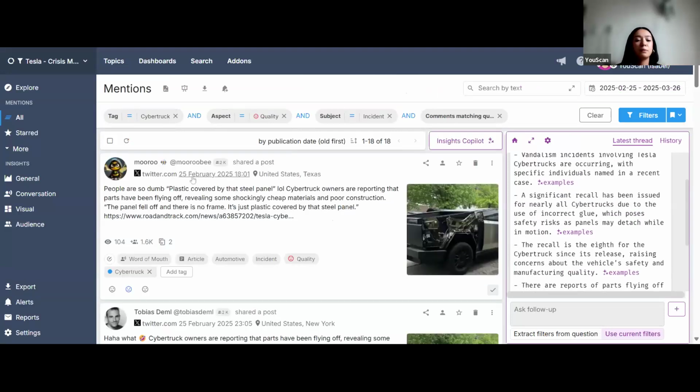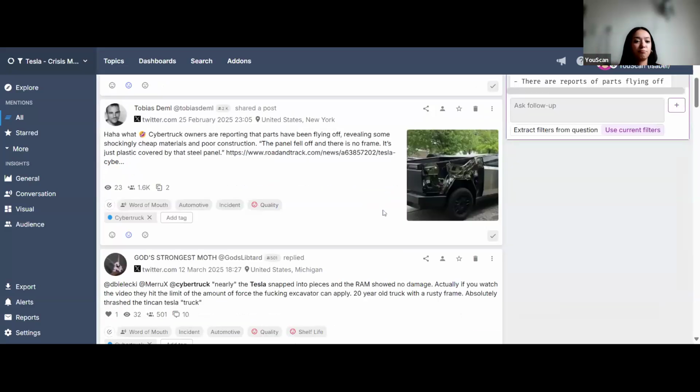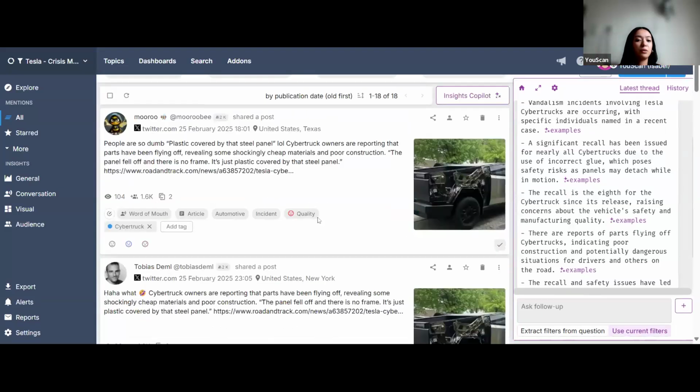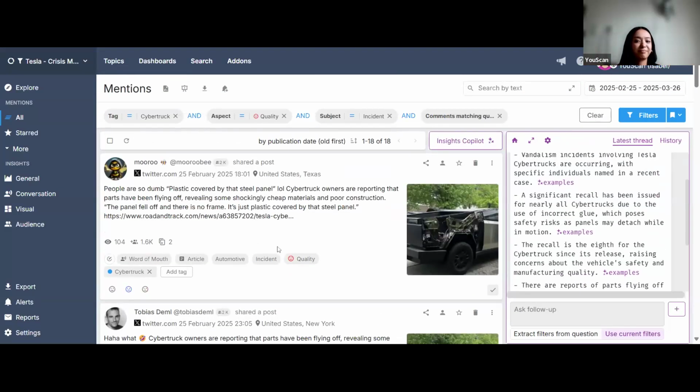So on February 25, 10 days before this crisis exploded and popped up on social media, people were already talking about this, about the panels falling off. You can see this based on the oldest mentions here on the topic.